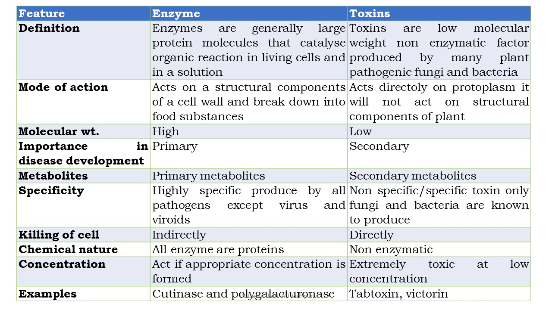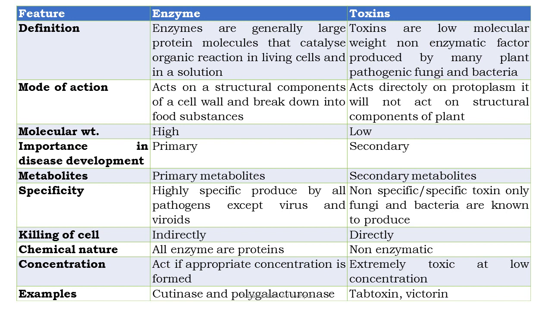Enzymes are highly specific and produced by all pathogens except viruses and viroids. But toxins, we have seen, can be specific and non-specific both. In killing of a cell, enzymes kill indirectly because they disturb the cell wall integrity, that is a structural component, but toxins act directly on the protoplasm, the ectoplast.